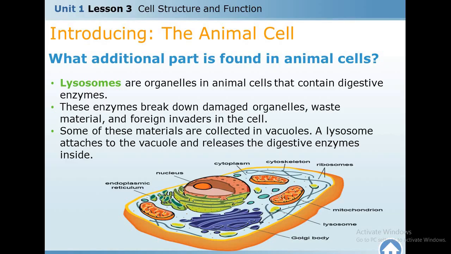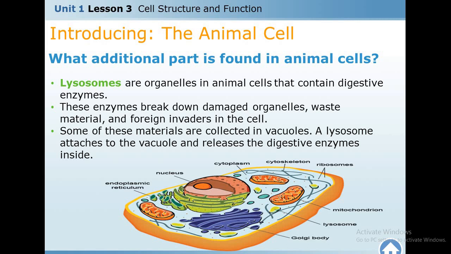Another additional thing is called lysosomes. What are lysosomes? These are organelles that are not found in the plant cell. They are found in the animal cell, just like in humans and animals. They contain digestive enzymes to digest food, to break down food, or to digest something inside the cell.